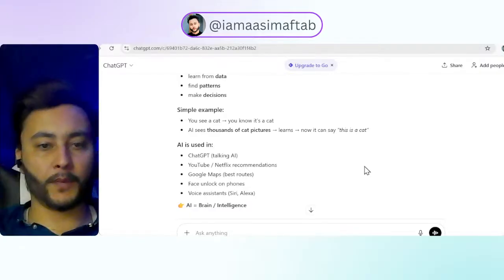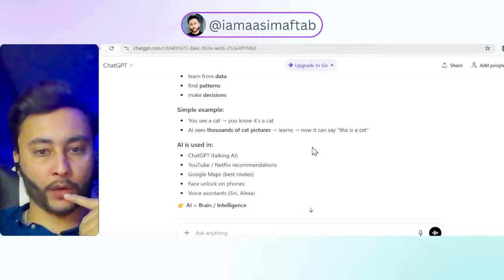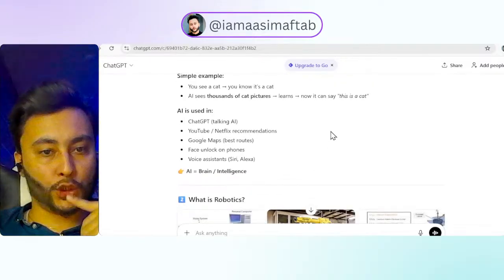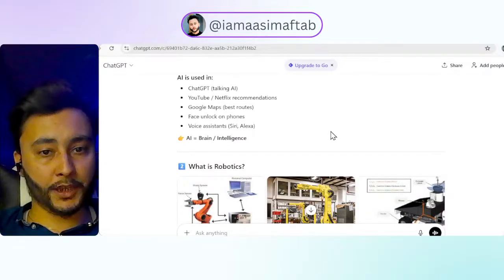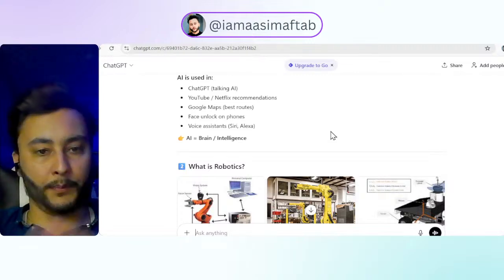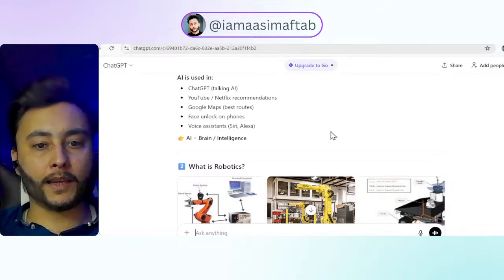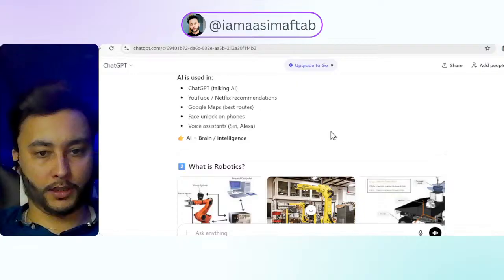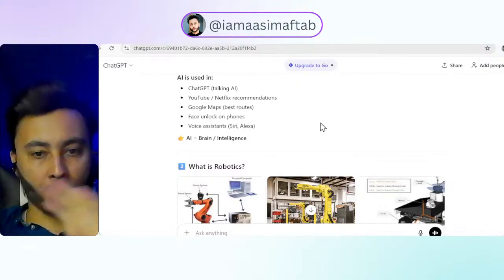From learning from the data, as we read earlier. AI is used in ChatGPT, talking AI, YouTube and Netflix recommendations, Google Maps best routes, face unlock on phones, and voice assistants like Siri and Alexa as well. AI equals brain or intelligence, giving a computer a brain to think and the intelligence to learn on its own.